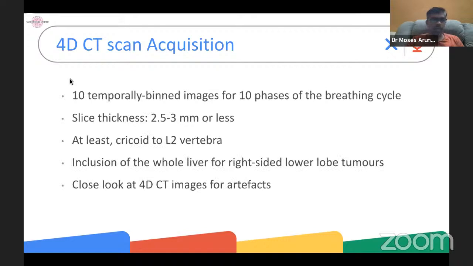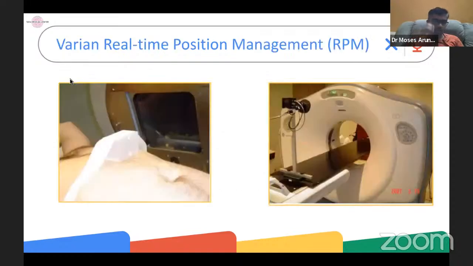Usually we take, as mentioned earlier as well, the scan from cricoid to L2 with a slice thickness of 2.5 to 3 millimeters or less. After all these images are taken, they are binned into temporally binned phases of the breathing cycle. And you also get other reconstructions from these images. We'll have a look at that later, I believe, in the talk.